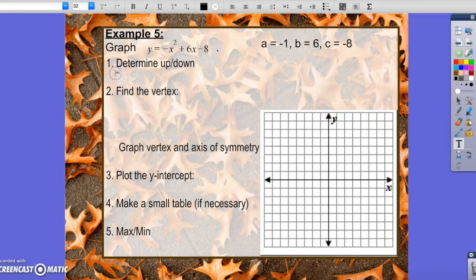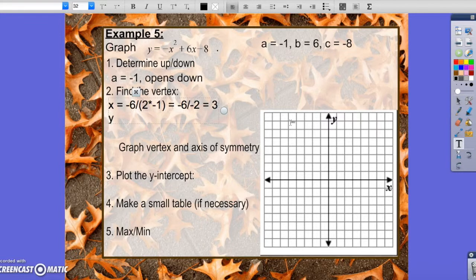All right, so determine up or down. My A equals -1, so it opens down. It's a negative A, so it opens down. Vertex, x equals -b over 2a is my formula. So -b, this time it was a +6 over 2a, 2 times -1. I get -6 divided by -2, which is 3.